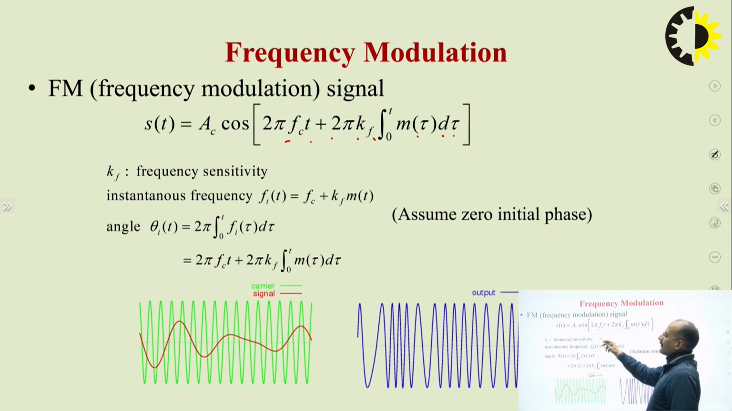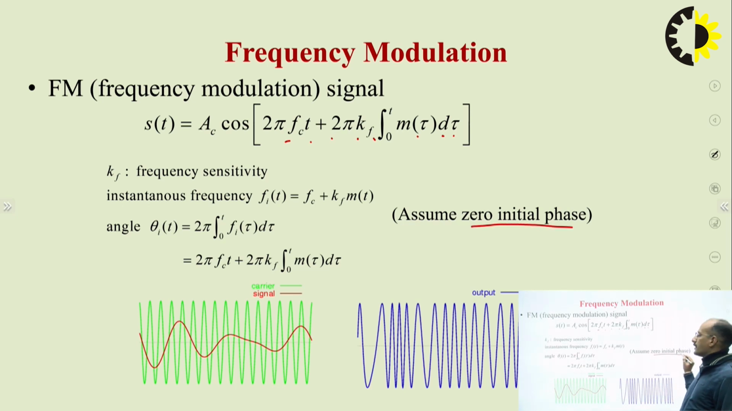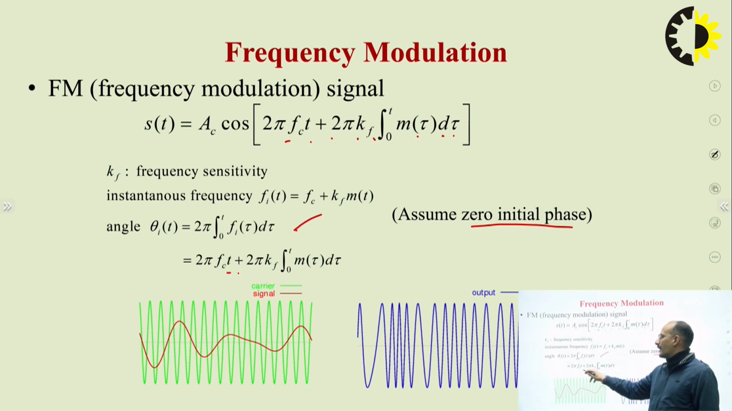So kf is the frequency sensitivity, and the instantaneous frequency fi(t) = fc + kf m(t). Assume zero initial phase. So the angle φi(t) = 2π∫₀ᵗ fi(τ)dτ, which gives 2πfc t + 2πkf ∫₀ᵗ m(τ)dτ. This is the resultant FM wave.